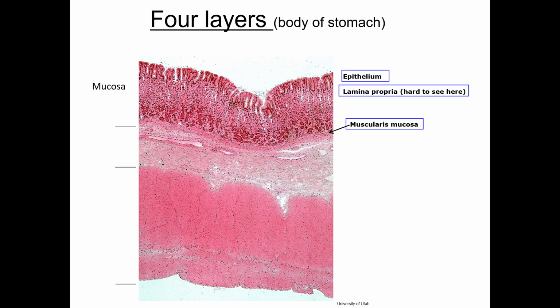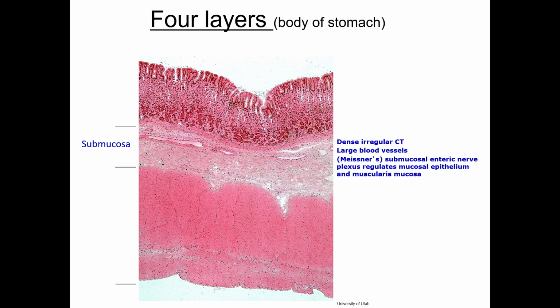This sublayer separates the mucosa from the submucosa. It also controls local movements of the mucosa. The next layer is the submucosa. This layer contains dense irregular connective tissue, large blood vessels, and nerves branching into the mucosa and muscularis.